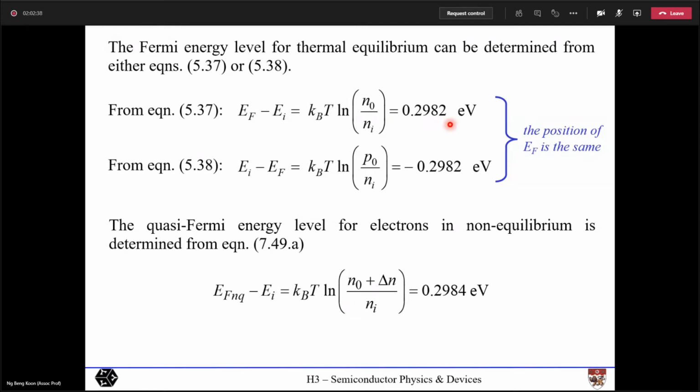If the electron concentration increases because of the excess carriers, you would expect the Fermi level to move up closer to the conduction band edge, right? So this is expected.